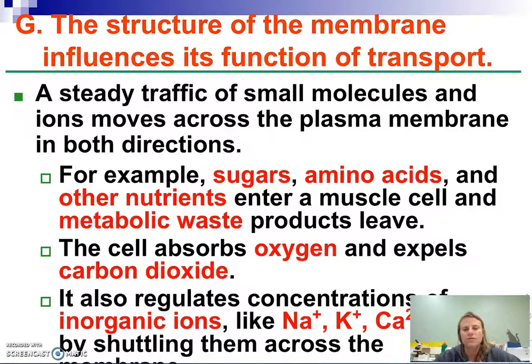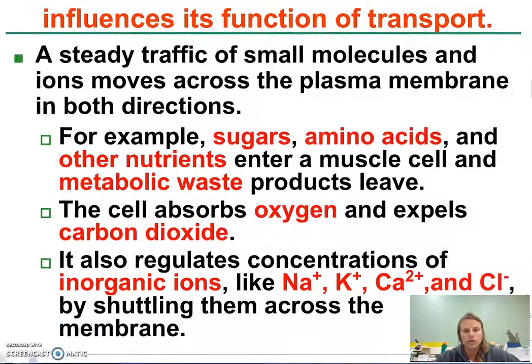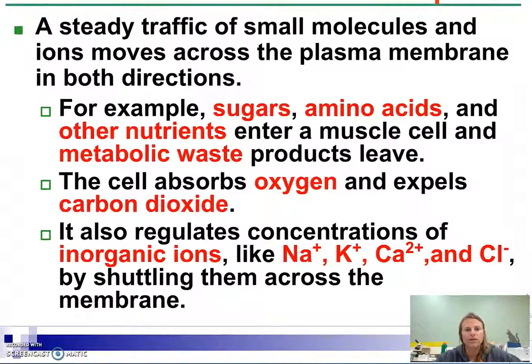Hi guys, Miss Francis here to talk to you about how molecules actually move across the plasma membrane. And it's actually the structure of the membrane that influences what molecules will be able to be transported. And then it's these molecules themselves that are going to determine what type of transport will enable them to cross the membrane. So for example, sugars, amino acids, and other nutrients enter muscle cells and metabolic waste products leave.